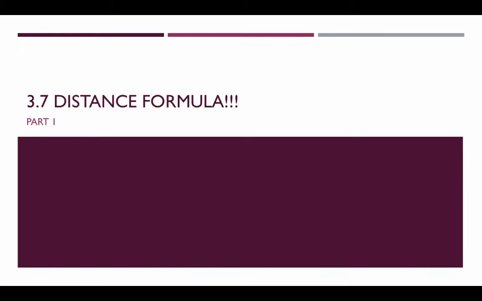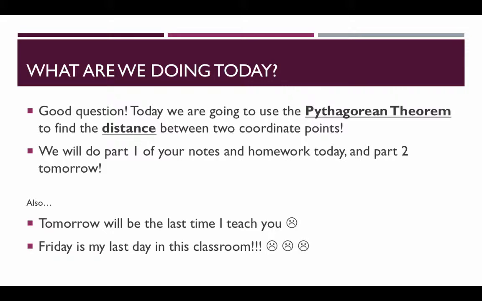All right, we're going to go over part 1 of 3.7. So today we're going to use the Pythagorean theorem to find the distance between two coordinate points. And so that's part 1. And so we'll do the notes and you'll do the homework. And then tomorrow we're going to do part 2, which is actually using more of a formula to find distance.